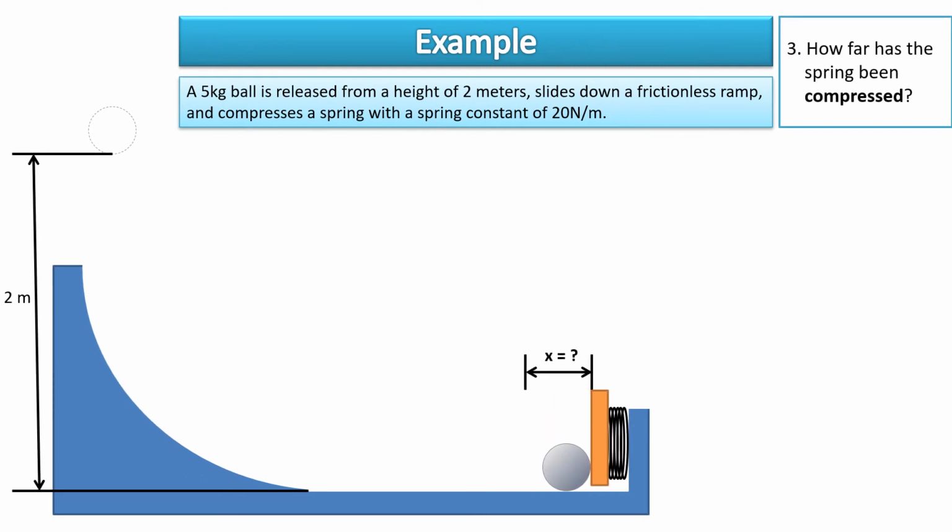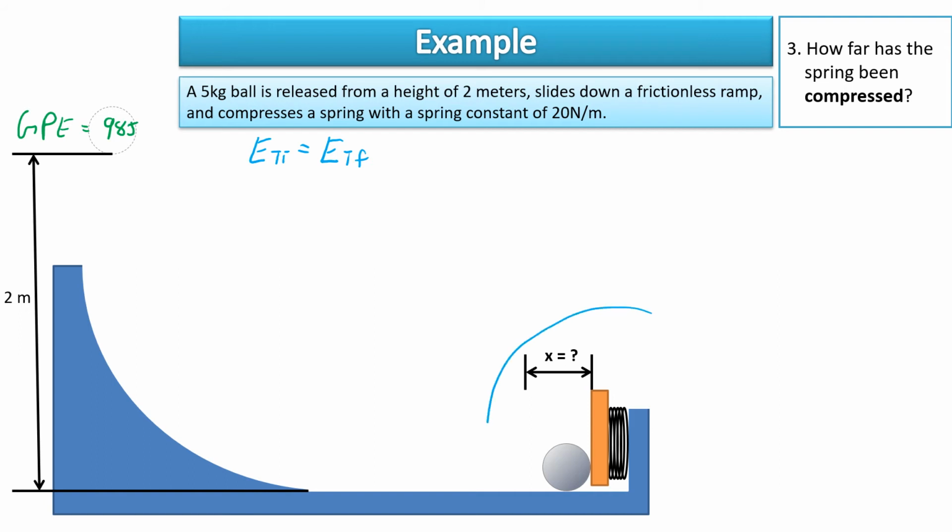So now we want to know how far the spring has been compressed. We know that in the beginning the GPE, really the total energy, was equal to 98 joules, and we want to know what the compression was. So we can do the same thing as before. The total energy in the beginning, over here, is equal to the total energy at the end.